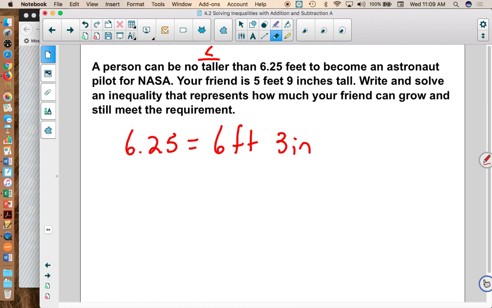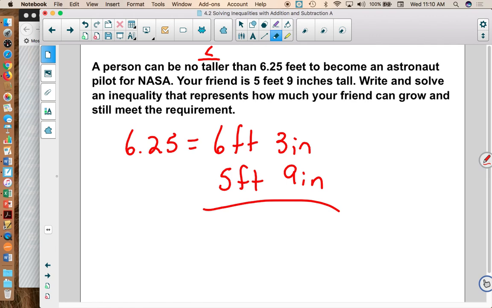Okay? So I've got 5 feet, 9 inches. How much can I grow? What's the maximum I could grow? Gabriel? 6 inches. And how do you know? How'd you do it? 9 plus 3 is 12, and then plus 3 is 15, because there's 12 inches in a foot. I agree with the 6 inches.